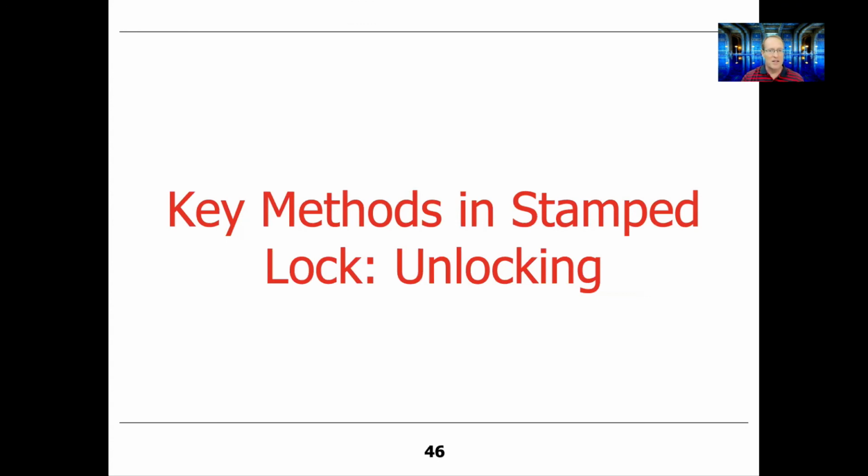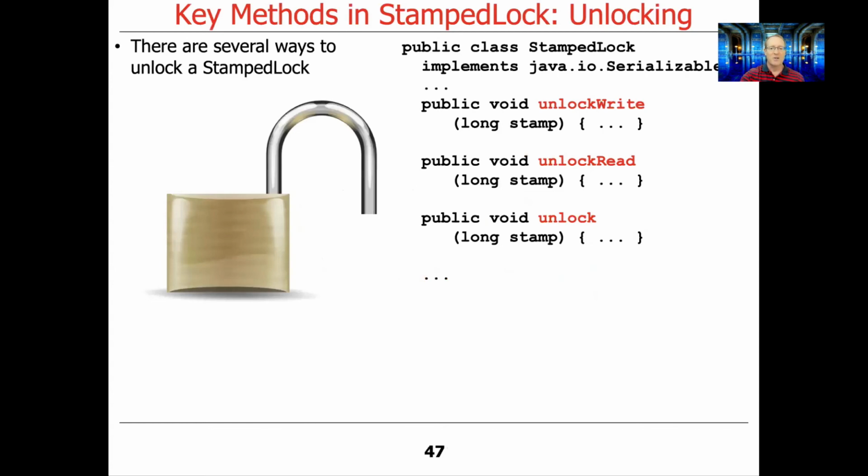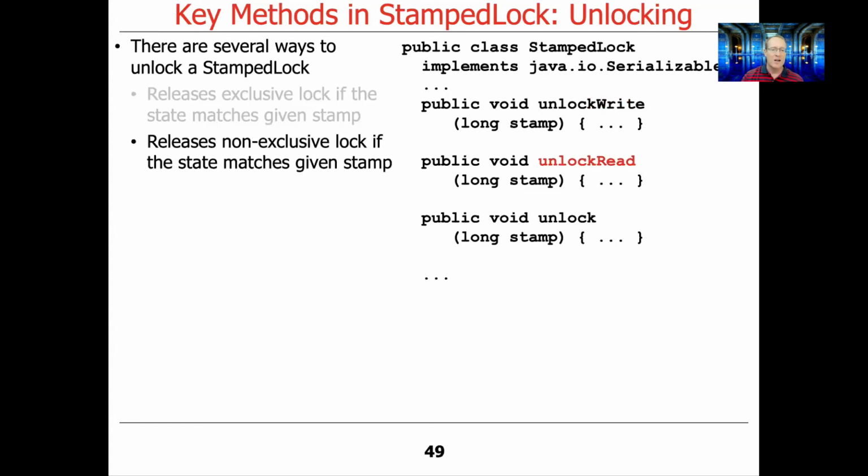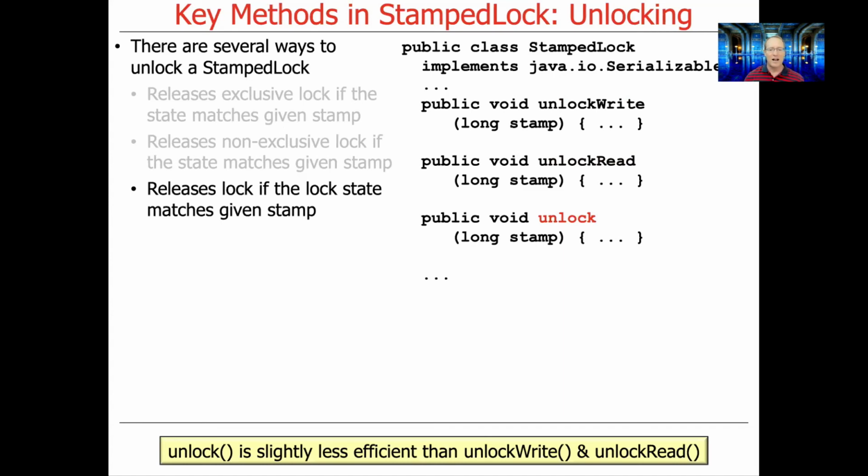There's also some methods that are used for unlocking a stamped lock. So there's more of them than normal. And there's several ways to do it. As you can see, there are 3 methods for unlocking a stamped lock. unlockWrite will release an exclusive lock if it's a write lock. Obviously, if it's a read lock, it'll fail. unlockRead will basically unlock a read lock if it's a read lock. And if we don't know if we have a read lock or a write lock, just use unlock, and then that will go ahead and either unlock the write lock or unlock the read lock, depending on which one it is.